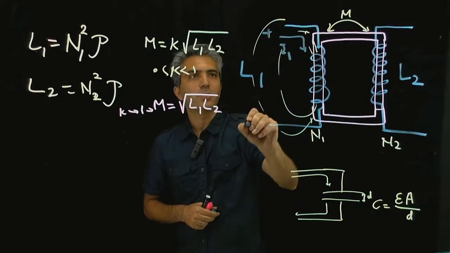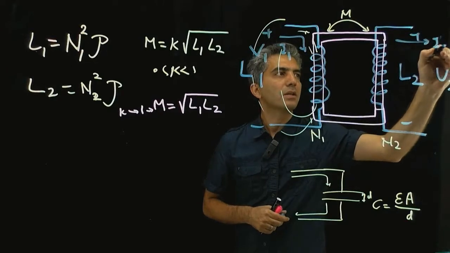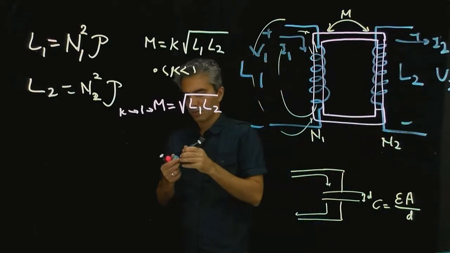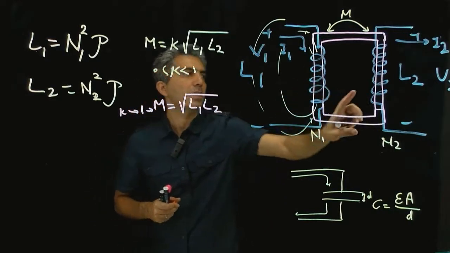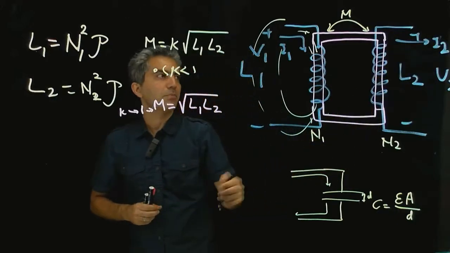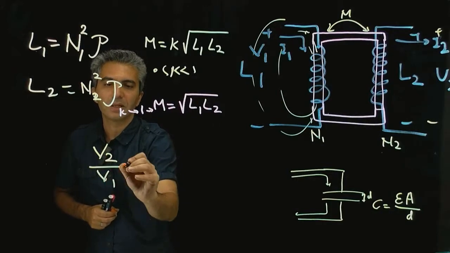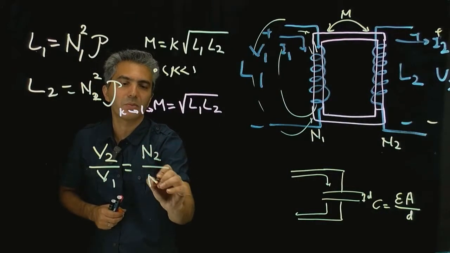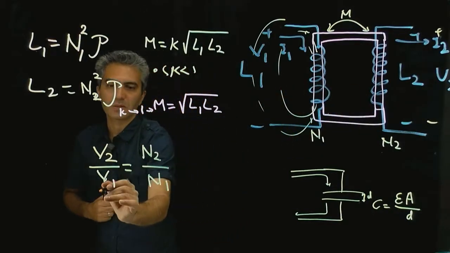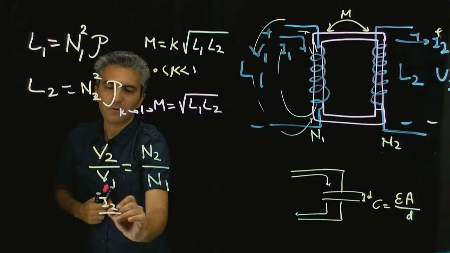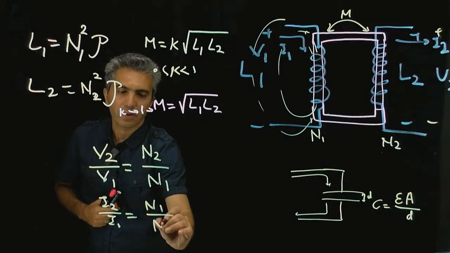If I say this is the voltage V1 and the current is going in, and this is the voltage V2 and this is the current I2 that is passing through that one. With this assumption, I can prove that V2 over V1 is equal to N2 over N1, the number of turns of the inductor on one end divided by the number of turns for the inductor on the other side, and I2 over I1 is actually equal to N1 over N2.